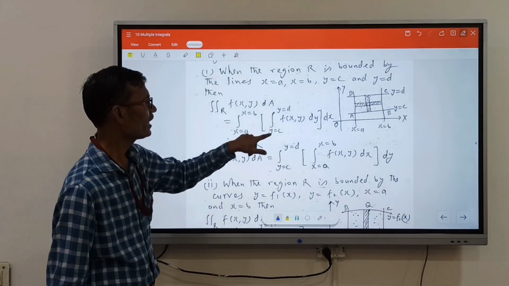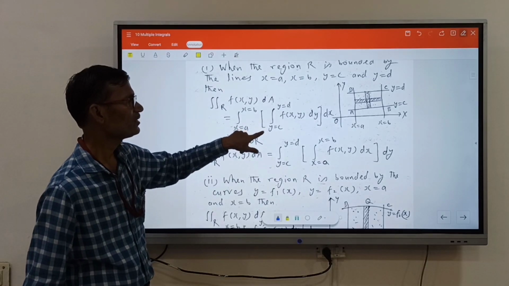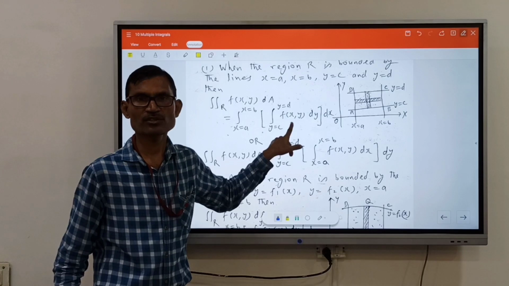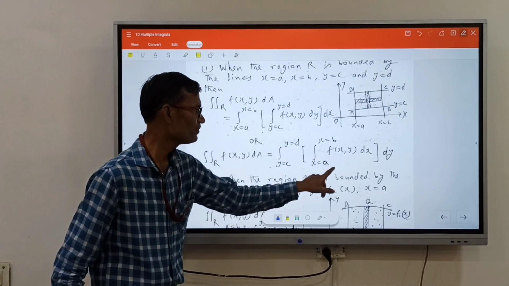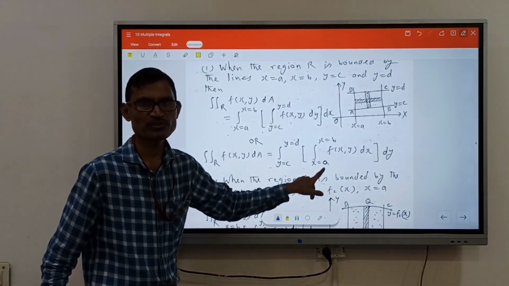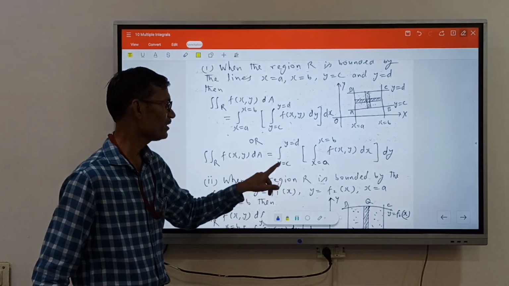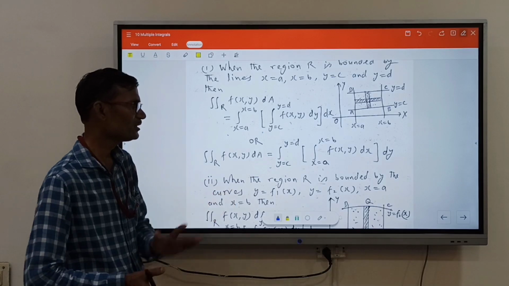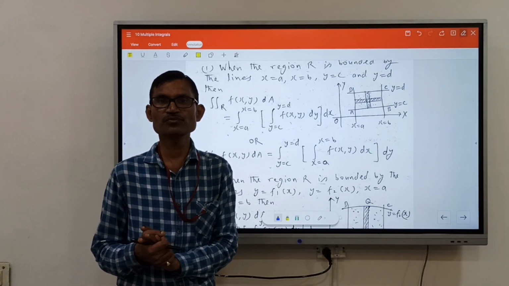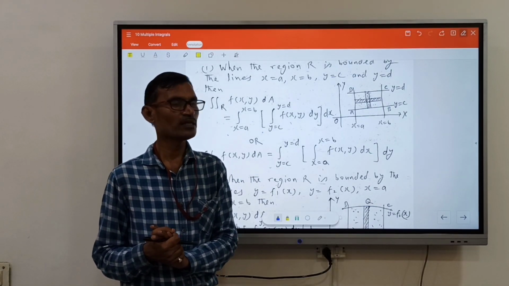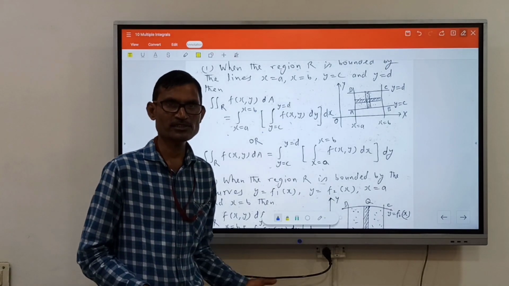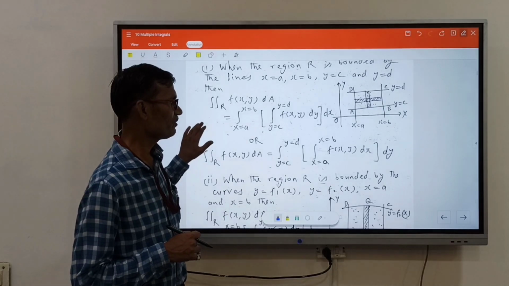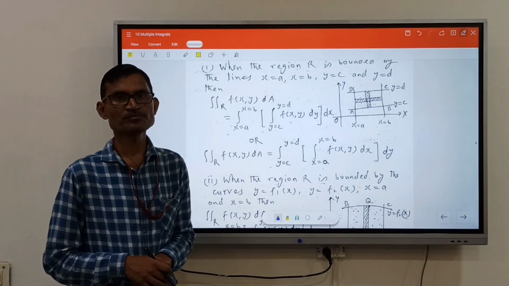Like when we are integrating the function with respect to y first, then we have to choose x as the constant, and when we are integrating the function with respect to x, then we have to take y as the constant term. So this is a very important step which we have to note in our mind, and then we are moving to the next step. Next we will discuss another situation.